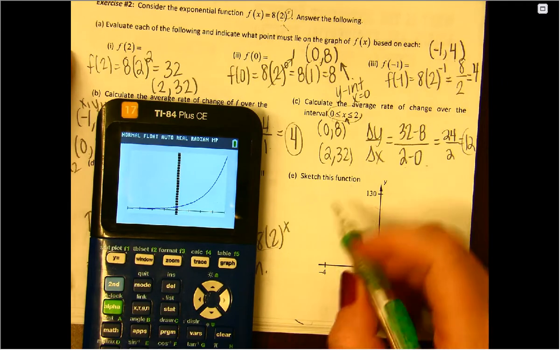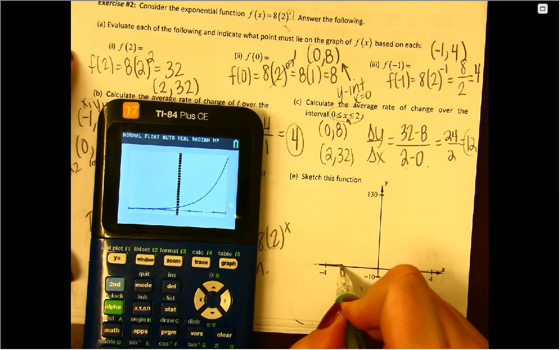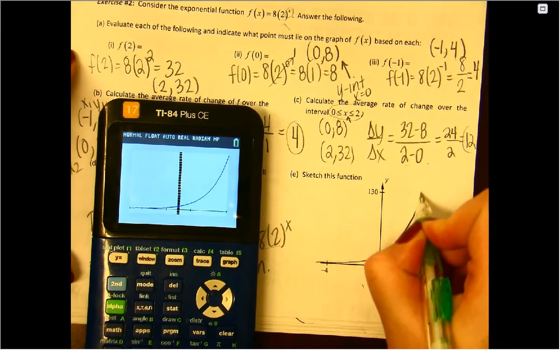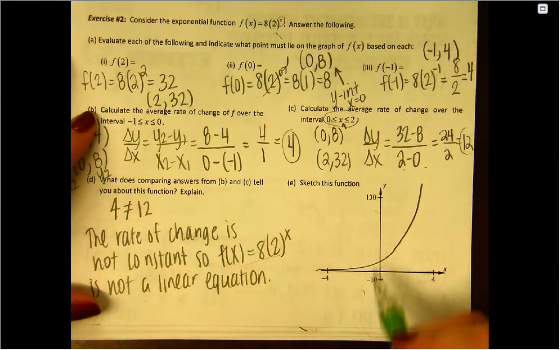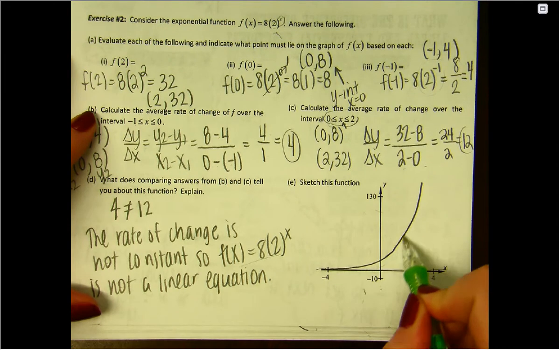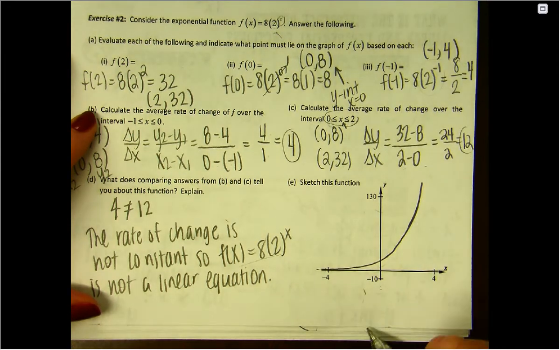It comes in along this line just like this, and then it's going to shoot up really fast. So this is what exponentials look like. They're kind of like a smiley face, I guess you could say, or it could be like a sad face. Okay, excellent.